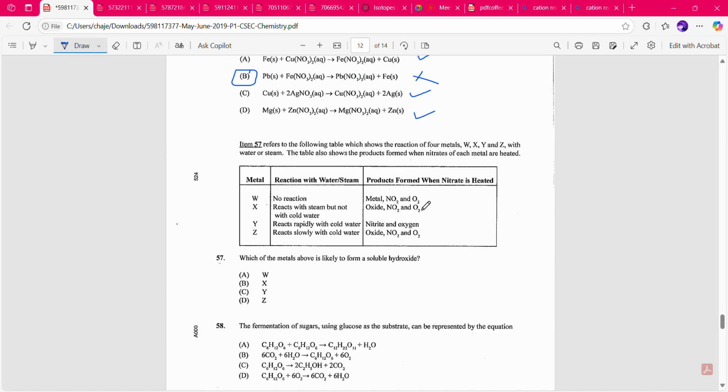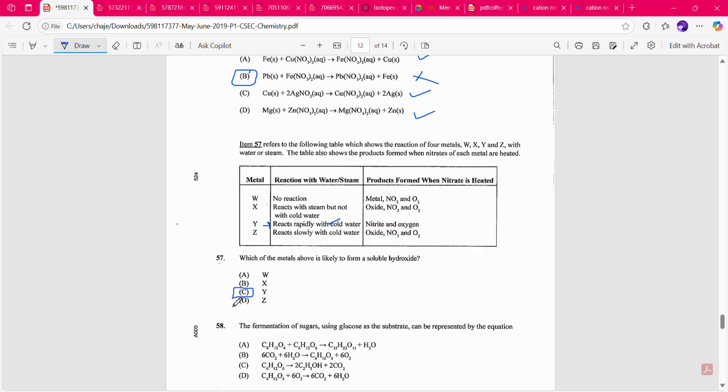when you heat it. Reacts with steam but not with cold water. Forms the oxide, and this reacts rapidly with cold water. This one is very reactive. Forms the nitrate and oxygen, reacts slowly with cold water. So the most reactive is this one. Which of the metals above is likely to form a soluble hydroxide? The one that is likely to form the soluble hydroxide is going to be Y, the one that is most reactive.